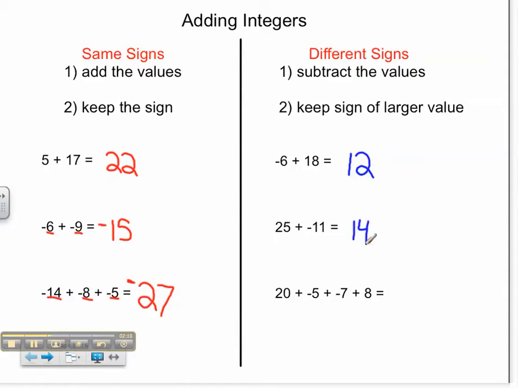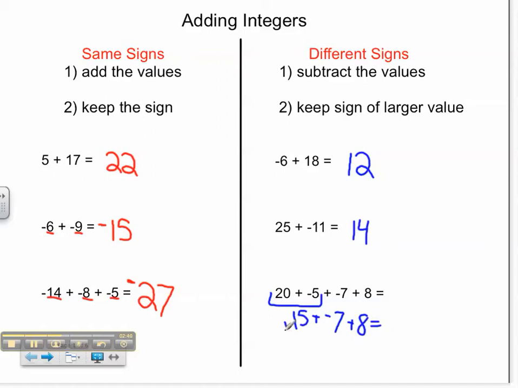Uh-oh, I got a lot of different values with a lot of different signs. Let's take this step by step. The first part of my equation, 20 plus negative 5. Since it's different signs, I'm going to subtract the value. So 20 minus 5 is 15. And since my larger value is positive, it's going to be a positive 15. So my new equation is 15 plus negative 7 plus 8.